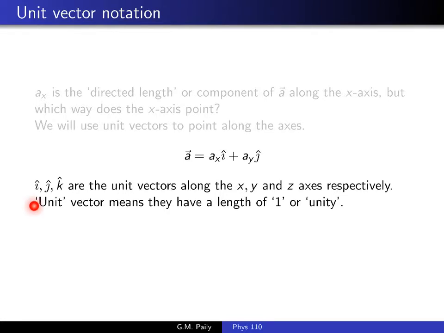We use the letters i, j, and k with hats on top to represent the unit vectors pointing along the x, y, or z axes respectively. Why do I keep calling them unit vectors? A unit there refers to unity or 1, and it simply tells you that they have a length 1. So the length of the i hat vector is 1. The length of the j hat vector is 1. And it is a convention to put this little hat on top whenever you are dealing with a unit vector.